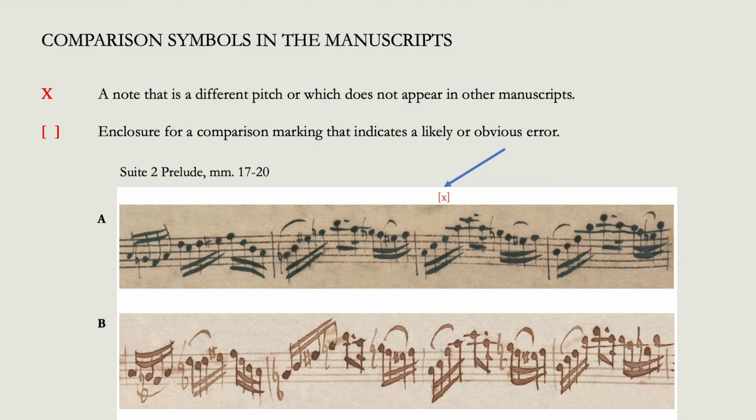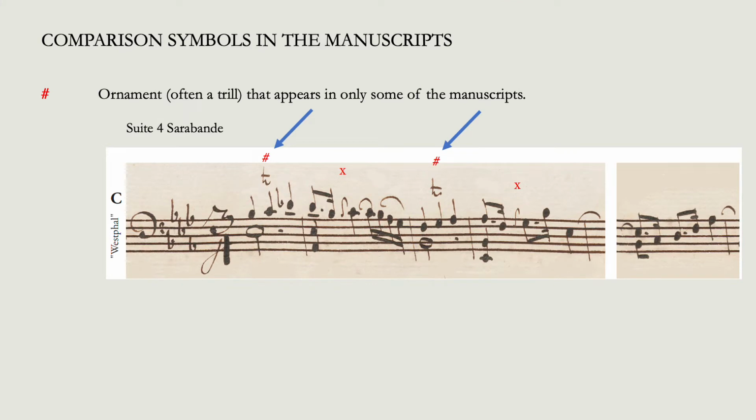Various signs are used in the edition to compare the manuscripts. The first one to mention is an X, which indicates a note that is different from other sources. The X appears in brackets if it is a note that is likely an error. In this example, the X indicates the pitch G in source A, which is probably wrong.